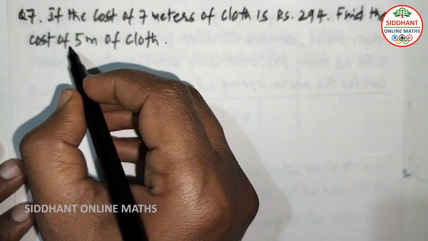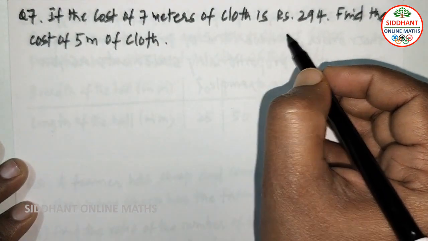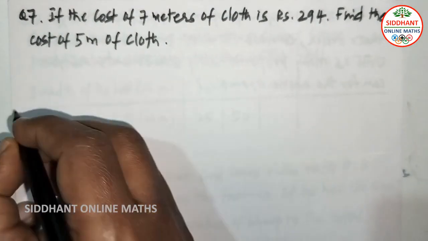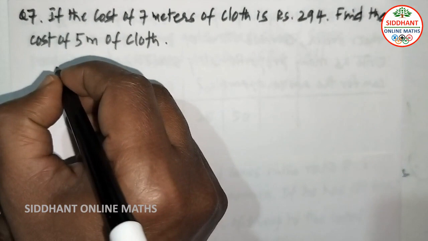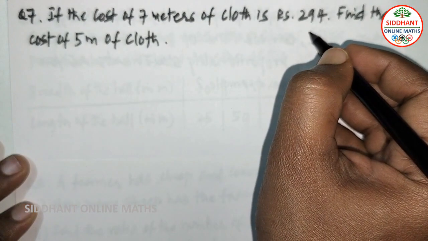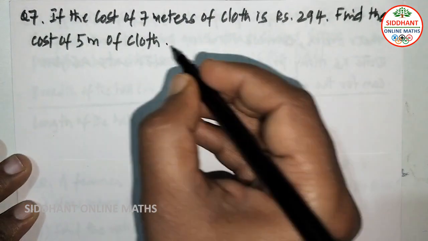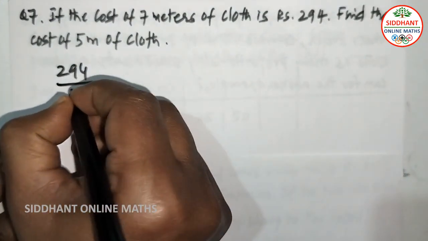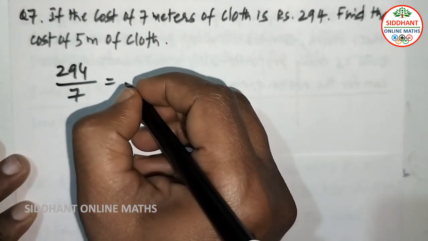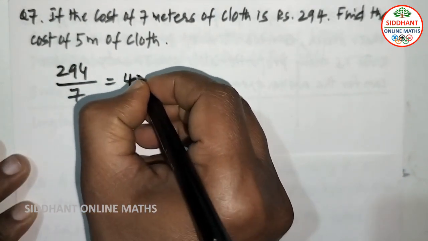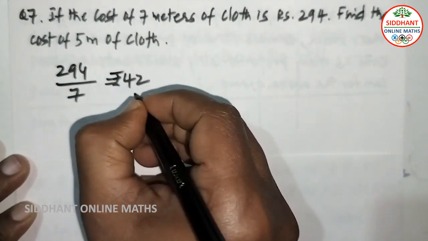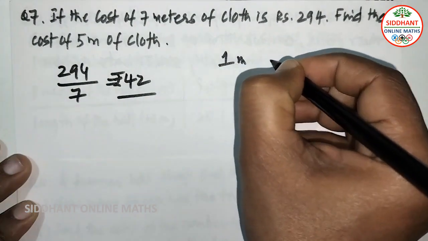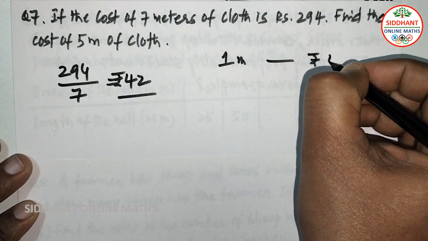Question number 7. If the cost of 7 meters of cloth is rupees 294, find the cost of 5 meters of cloth. So 7 meters cost 294 rupees. Then for 1 meter how much? So that will be 294 by 7. That will be 42 rupees. So for 1 meter, rupees 42.